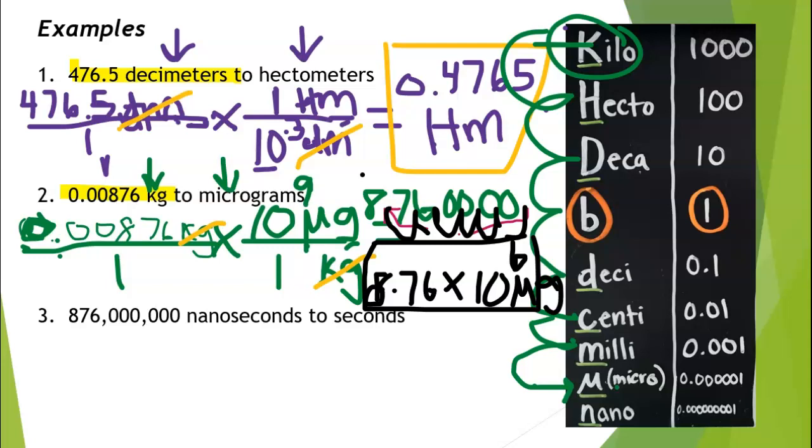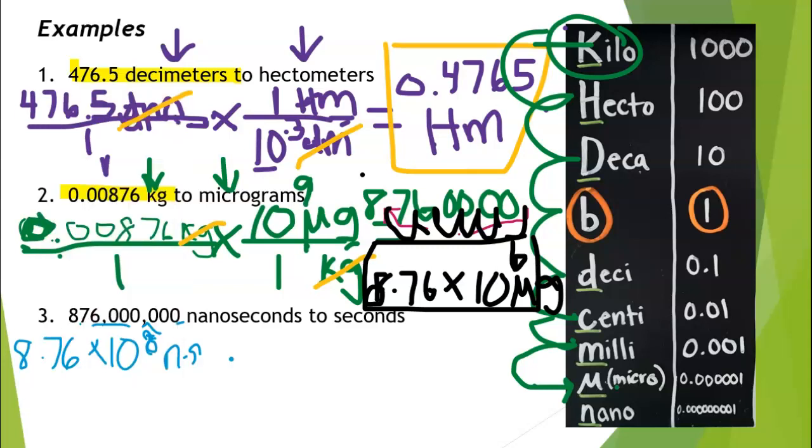All right, our last example says convert 876 million nanoseconds to seconds. So, I'm actually going to put this number in scientific notation before I start. It makes it easier to keep track. So let's see, 8.76 times 10 to the 8th power. Okay, and then this is nanoseconds.